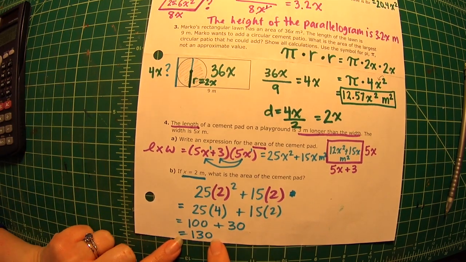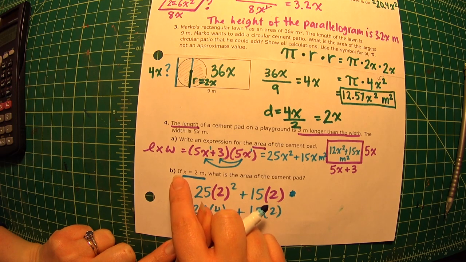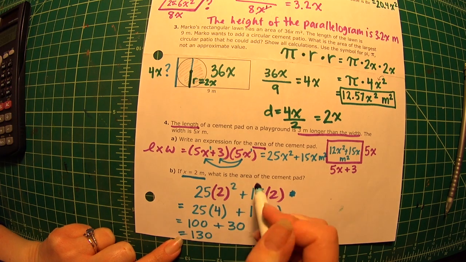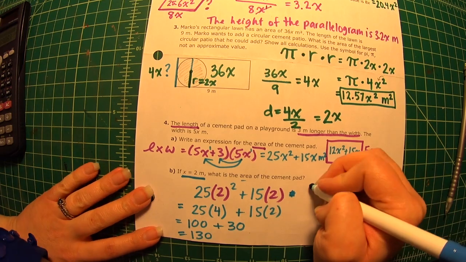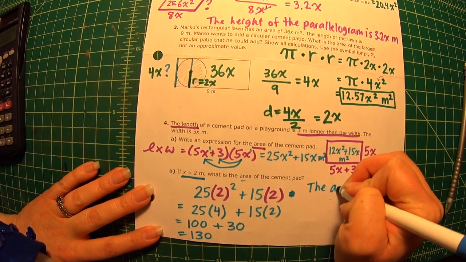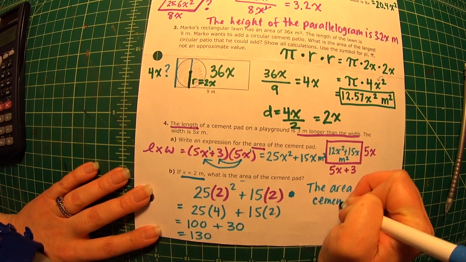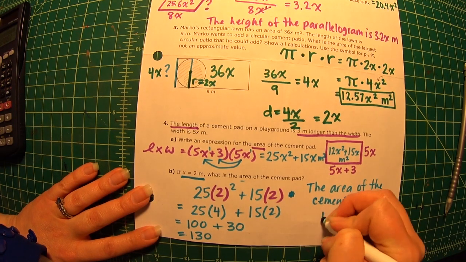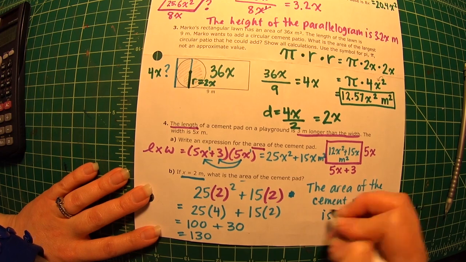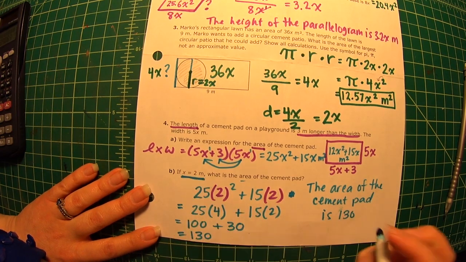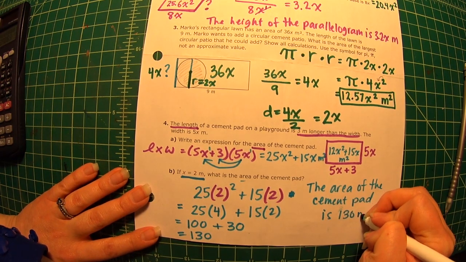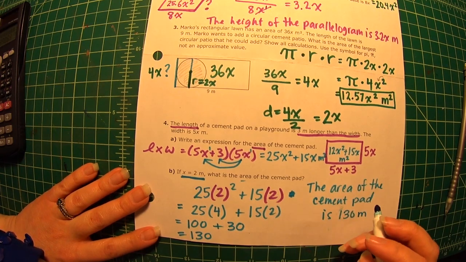Okay, now 130. 130 what? What was that? Okay, so let's go back to the question. If x equals 2 meters, what is the area of the cement pad? So then our final answer would say the area of the cement pad is 130, and everything was given to me in meters, so I know for sure 130 meters squared. So that would be my final answer.